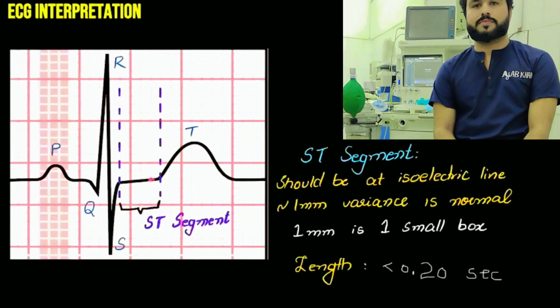Now coming to ST segment. This is ST segment. Remember, segment is the line. Interval has all the squiggles and waves in it. Segment is only the line. PR segment, ST segment. ST segment should be at the isoelectric line. 1 millimeter variance in one lead is normal. 1 millimeter is one small box, and its length is 0.04 seconds.